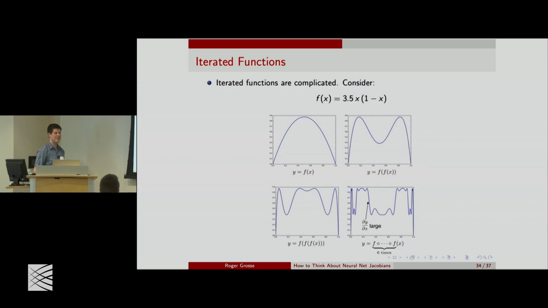If you iterate the simple function 3.5 times x times (1 minus x), it's just a quadratic function. But if you iterate it lots of times, then you get chaotic behavior. And so the exploding gradients happen when the output is just unstable with respect to the input. So in kind of chaotic regions, things explode, and in flat regions, things vanish.